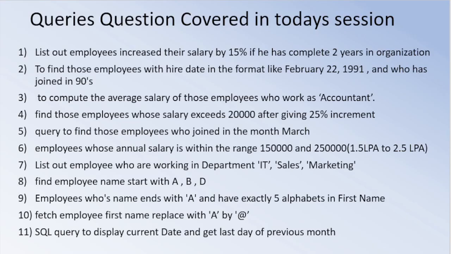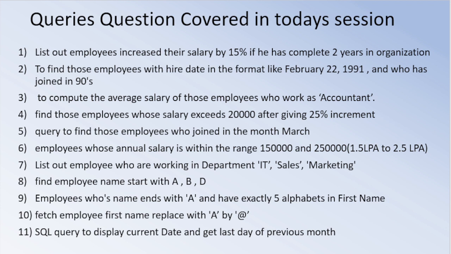So in today's session, I will try to cover these queries, which include: list out the employees and increase their salary by 15% if they have completed 2 years in the organization. Second is to find those employees with hire date in a particular format who joined in the 90s. Third one is to compute the average salary of those employees who work as an accountant. Fourth is to find those employees whose salary exceeds 20,000 after giving a 25% increment.